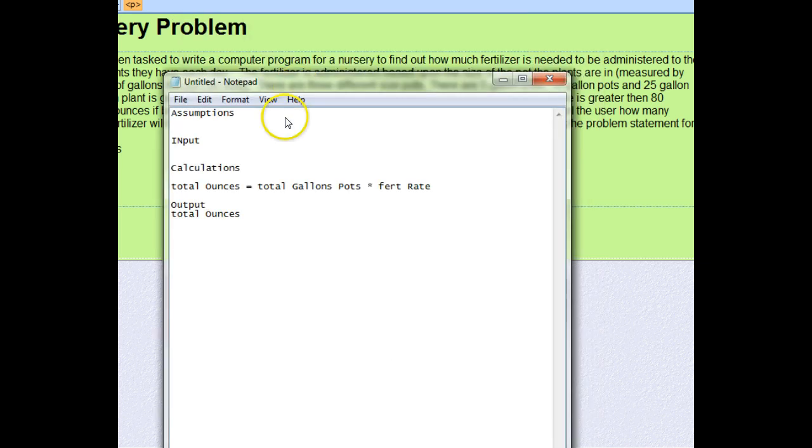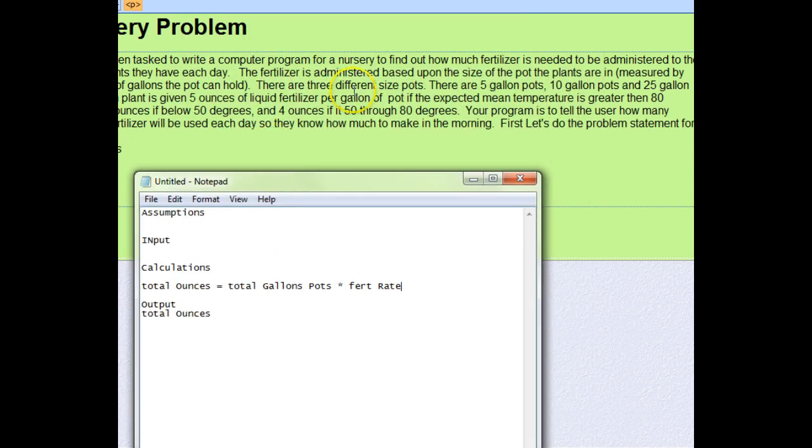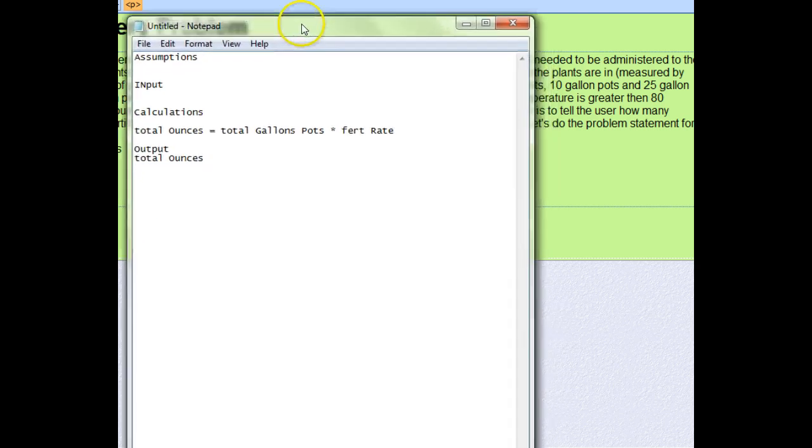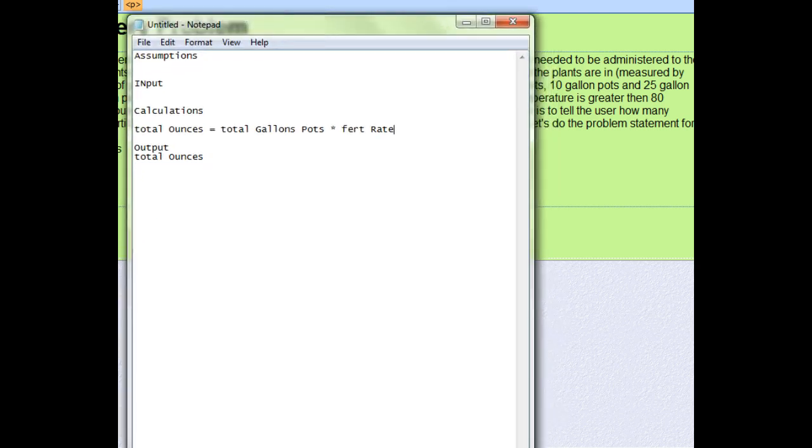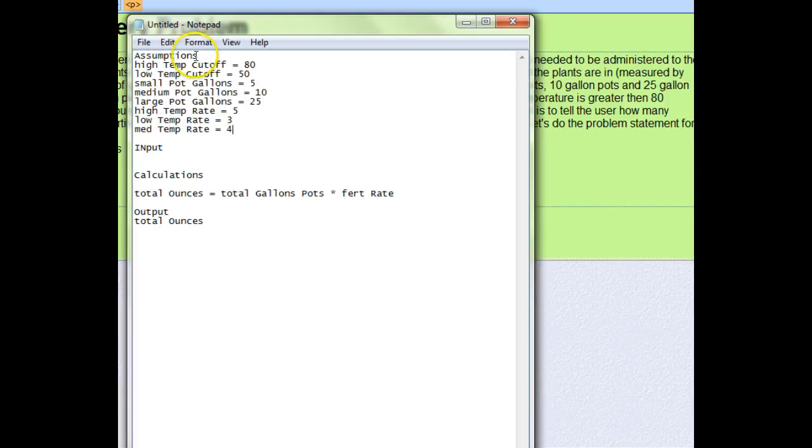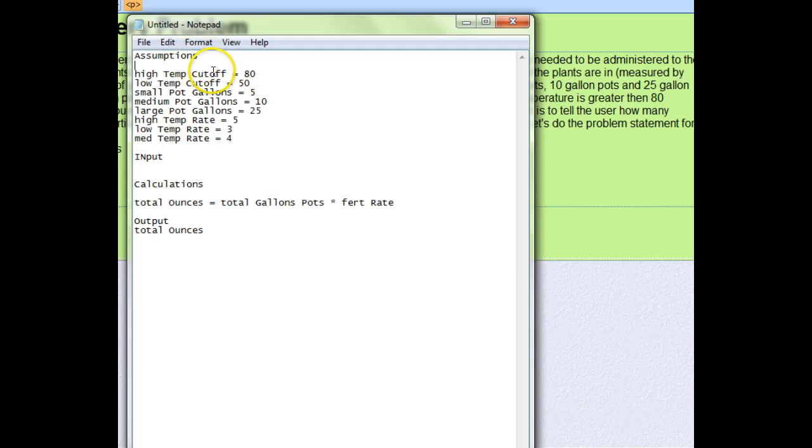Now on here also there's lots of low-hanging fruit, all these numbers, so we're going to have to put those numbers into our assumptions. And I'm going to cheat a little bit because I already have this somewhere else, and magically, boom. Okay, so these were all the different temperature cutoffs, how many gallons are in each kind of pot, and then the three different rates of fertilizer we use depending upon the temperature. So all these are constants, so we go ahead and copy and paste them up there, and we're going to be using them later on when we do our math.